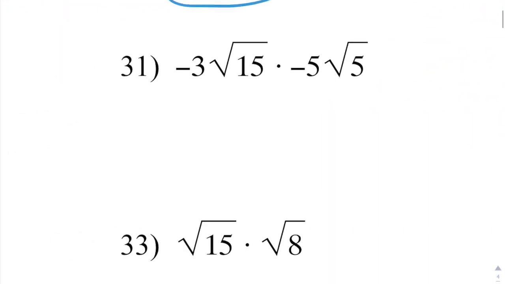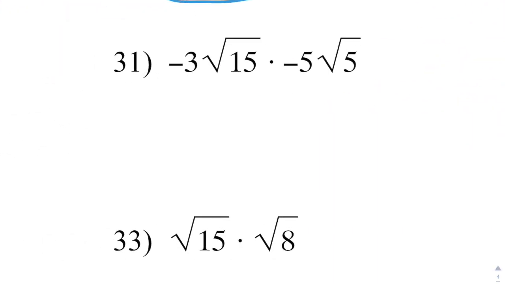All right. We have 31. Looks like we have negative 3 times negative 5 is a total of 15. The square root of 15 times 5 is 75. So when I break this down, I get 5 and 3. I'm sorry, 25 and 3. And then I get 5 and 5.